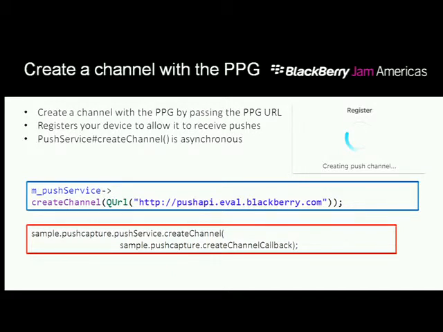So we take our push service object that we created in the last slide, and then we create our channel, and we pass in the URL that we were given.